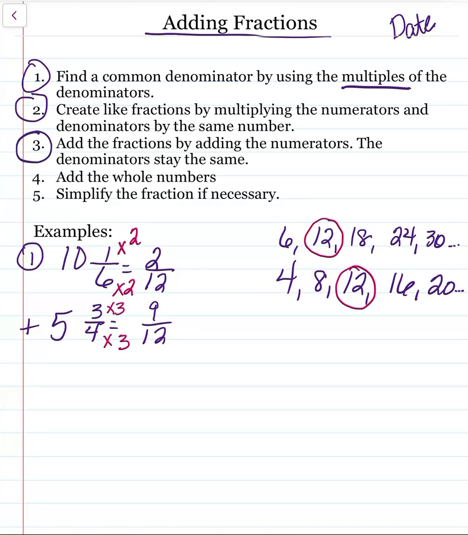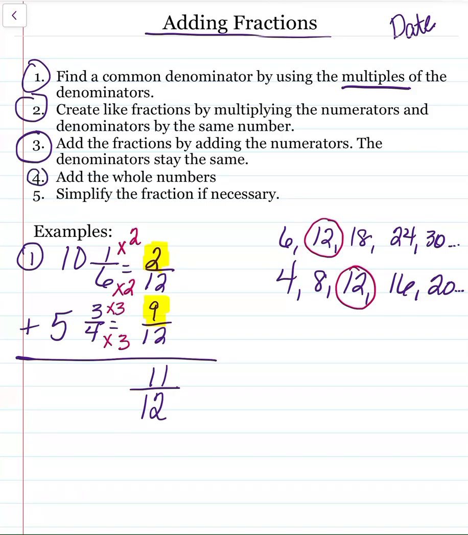All right, our third step is going to be to add the fractions by adding the numerators. Okay, our denominator will stay the same. And the reason our denominator stays the same is because that's the size of the piece. So we're going to add the numerators. So I'm going to say 2/12 plus 9/12. So I'm going to say 2 plus 9 is 11. So 2/12 plus 9/12 is 11/12.